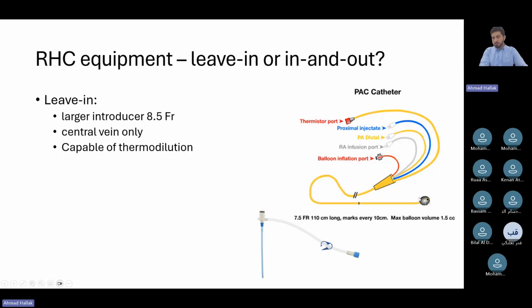It's inserted. This tip has a balloon, and it's always important that when you're advancing the right heart catheter, the balloon is inflated to prevent any damage to any structures. We've all heard of nightmares where people have advanced transvenous pacers or PA catheters without the balloon up. In a normal person, the RV wall is very thin, and it's very easy to puncture with a PA catheter or with a transvenous pacer if the balloon is not inflated. So always, when you're advancing, the balloon is inflated. When you're withdrawing, the balloon is down.